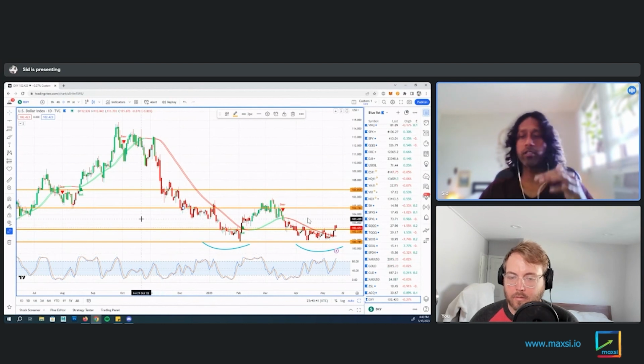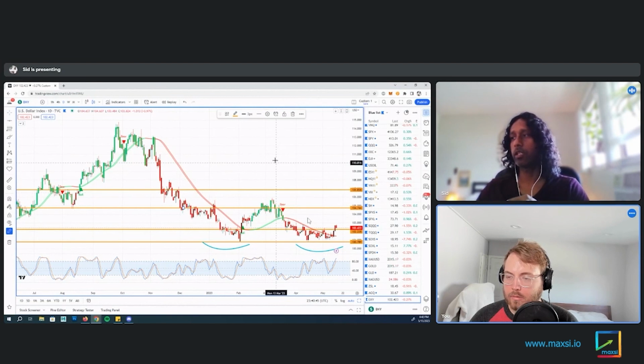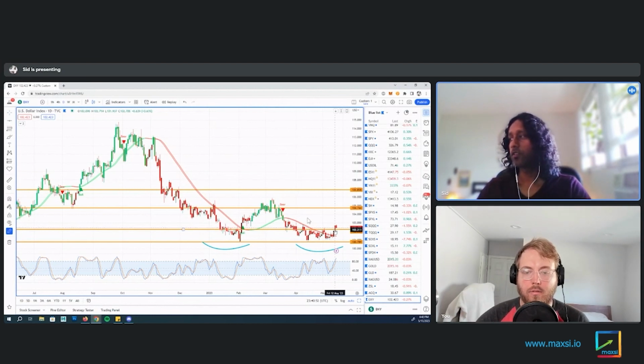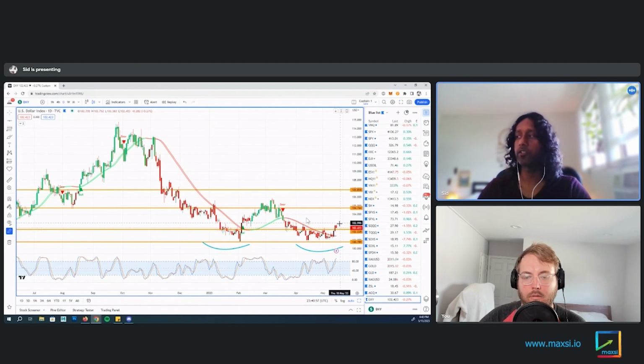So the more touches, the stronger it's going to be. And that's what you want. So that's basically T in a nutshell. Whatever the current candle is, all you're doing is playing it level to level.